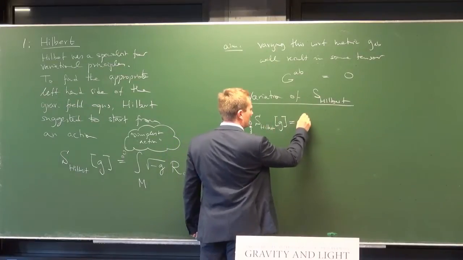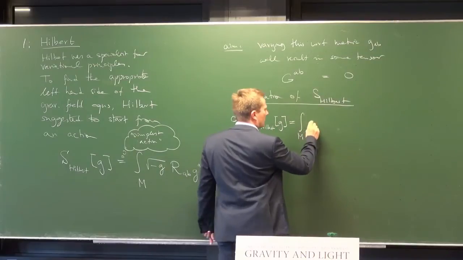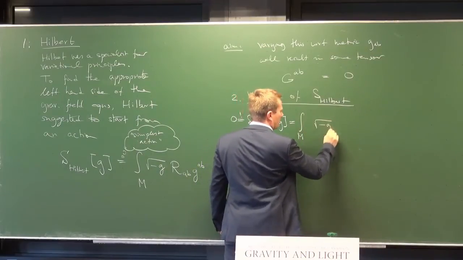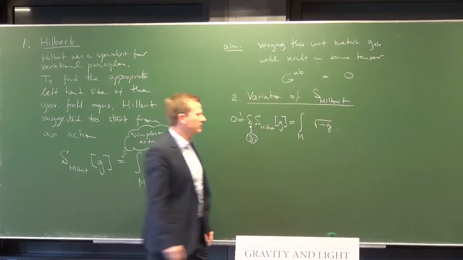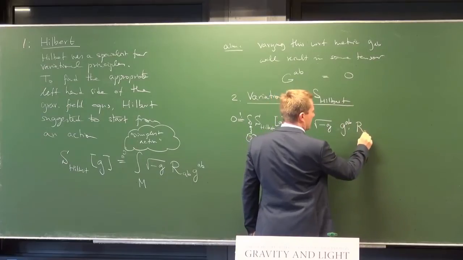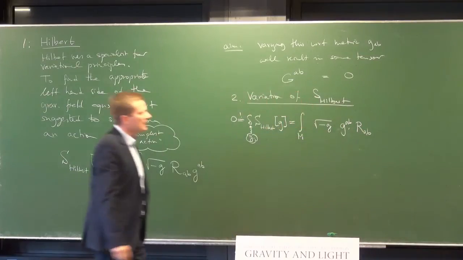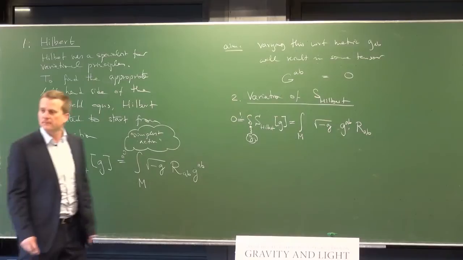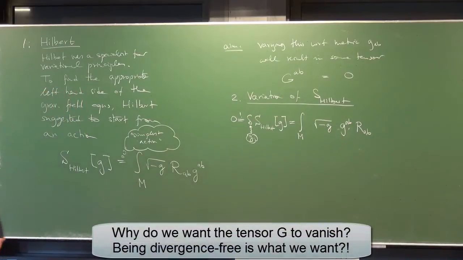The variation of S_Hilbert is the following. So now we have in here the square root of minus the determinant of g. We have in there the g^{ab} that contracts and the R_{ab} that depends on the g, its first and second derivatives. Why do you want the G_{ab} to vanish? Should be divergence free, that's what we wanted in the beginning.